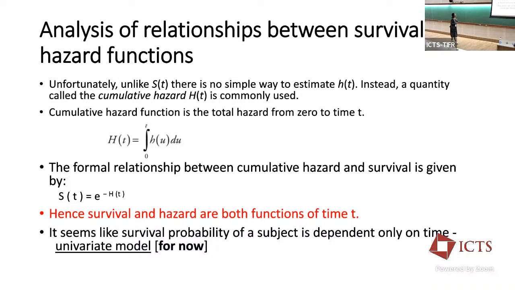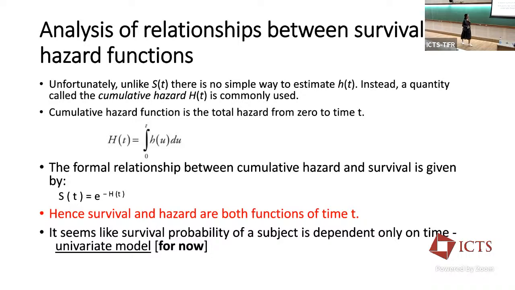So when we are doing our survival analysis algorithms, sometimes you have to measure the survival, and sometimes you want to report the hazard ratio also. So you have to know the relationship between these two. Hence survival and hazard are both functions of time t. It seems like, up till now, the survival probability of a subject is dependent only on time. It looks like it's only a univariate model up till now, based on the Kaplan-Meier.